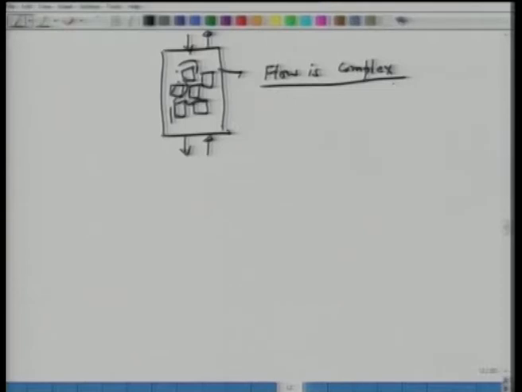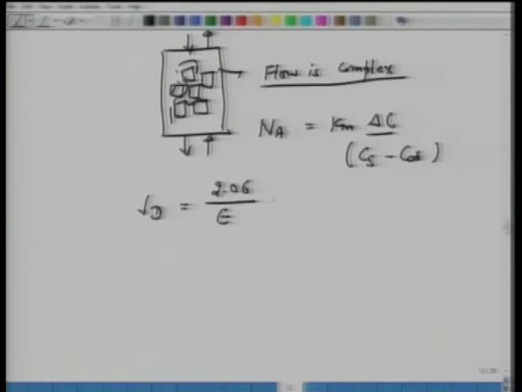coefficient becomes indispensable. And in this case also we can write mass diffusion flux of A as Km into delta C, concentration difference between the surface and the bulk C infinity away from this packing, etc. So in this case also the Sherwood number, now in this case, sorry, I beg your pardon, mass transfer coefficient is estimated from a factor called JD, which is related to 2.06 over epsilon Reynolds number to the power minus 5.75, equal to friction factor by 2, but this JD also equals Sherwood number over Reynolds number into Schmidt number to the power 1 over 3.